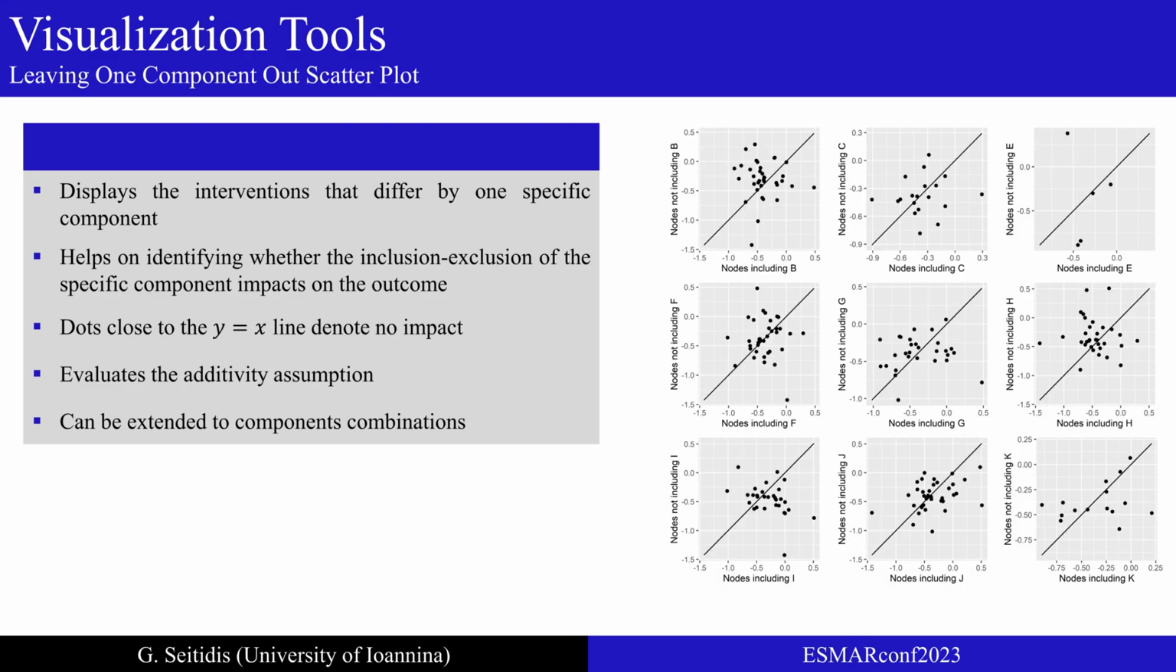For a better understanding of the NMA results, it is recommended to apply the leave one component out scatter plot for each component. This tool can also be extended to interventions that differ by a specific component combination and adjusted to use Z values instead of relative effects.